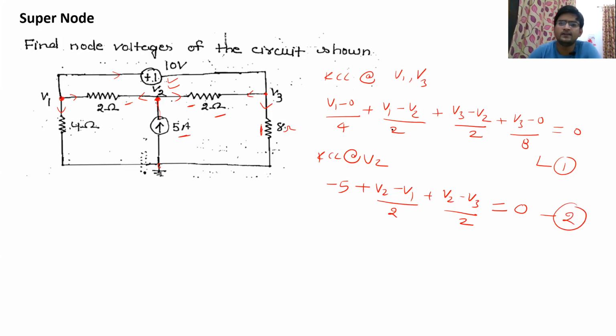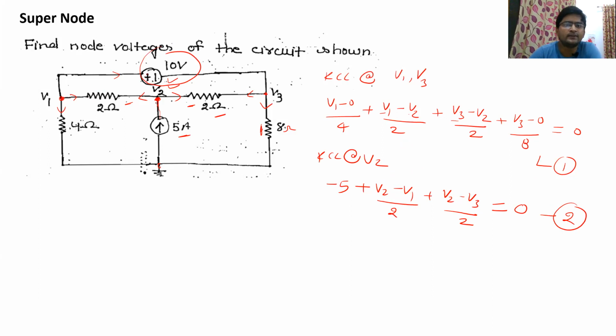As you can see, in equation number 1 and 2 we have three variables, V1, V2 and V3, and till now we have got only two equations. From the basic knowledge of math, you know that for solving for three variables you must know at least three equations. So where will this third equation come from? It will come from this common voltage which is between V1 and V3.